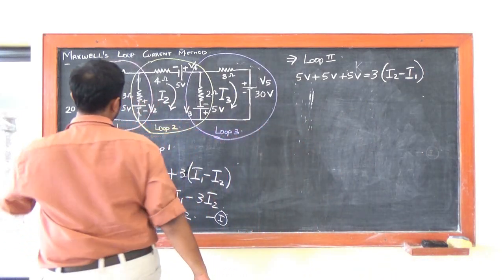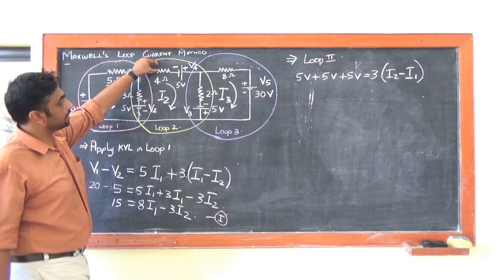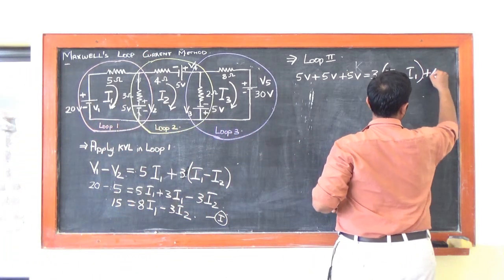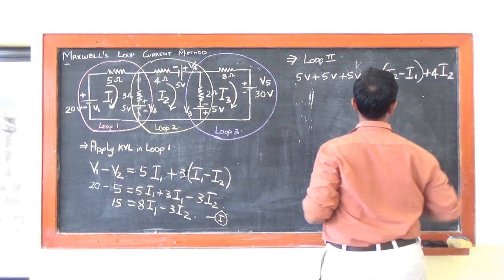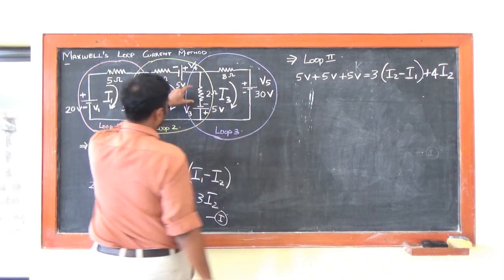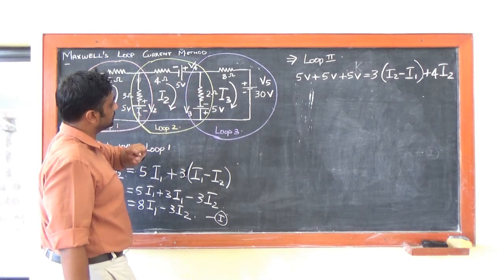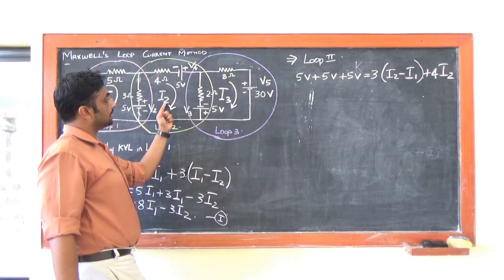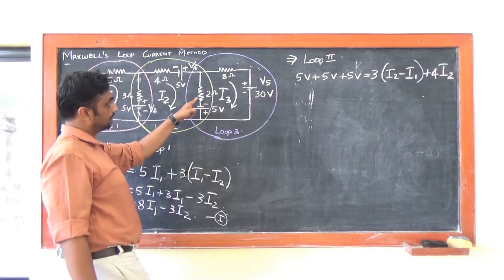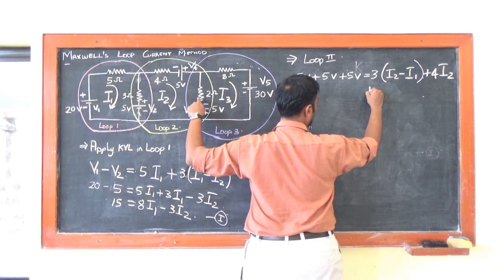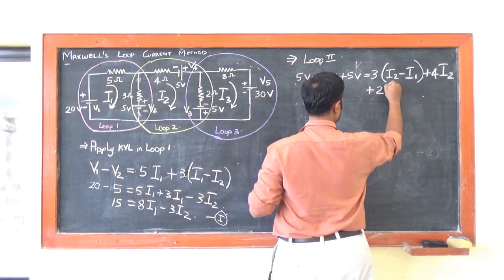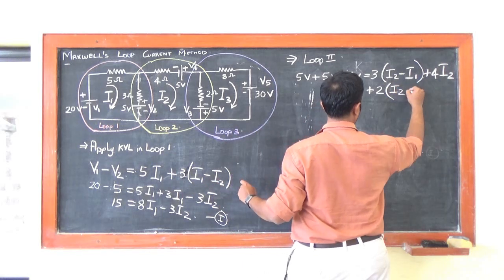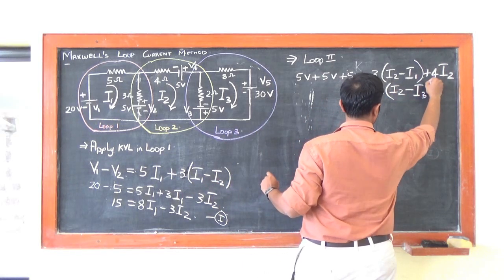What about this resistor? This resistor is only linked with I2. So I have 4 I2. What about this 2 ohms resistor? It is linked with I2 and I3. Again, you have to consider I2 first and then I3. So it will be plus 2 ohms into bracket I2 minus I3.